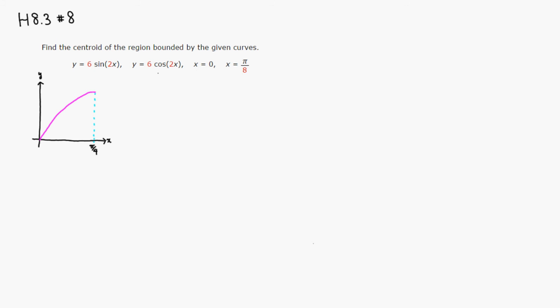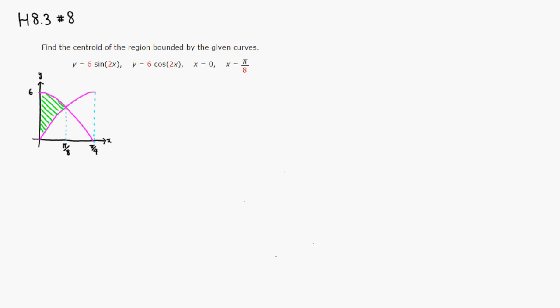Then the 6 cosine of 2x: cosine of 0 goes up here, that's actually 6 there, and then it's going to go down like that. We know that this right here is 1/2 of that, pi over 8. So the region we're looking at is the region right here, between 0 and pi over 8. That's the region, and we want to find the centroid of that.